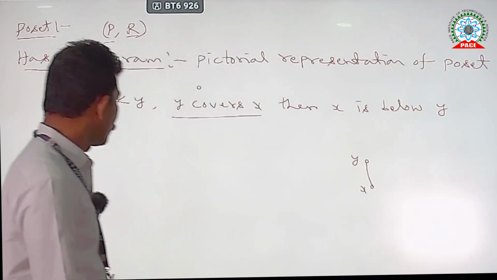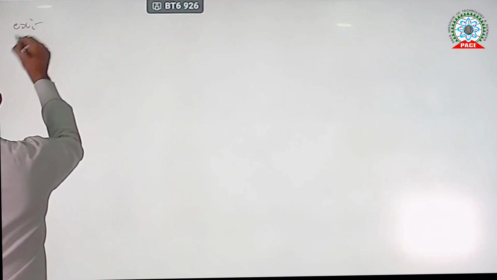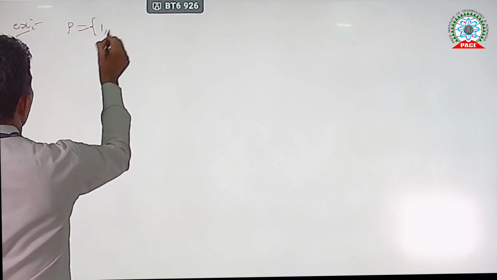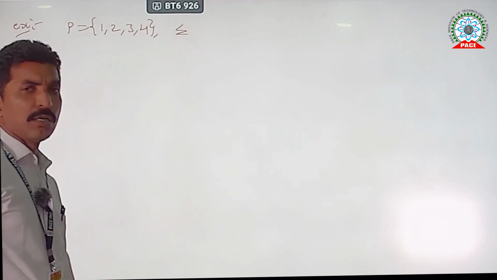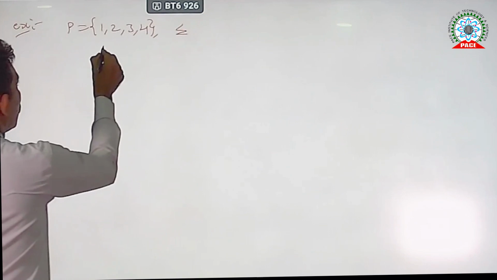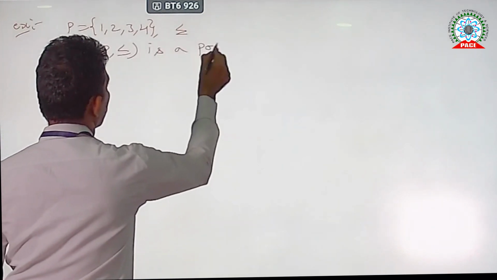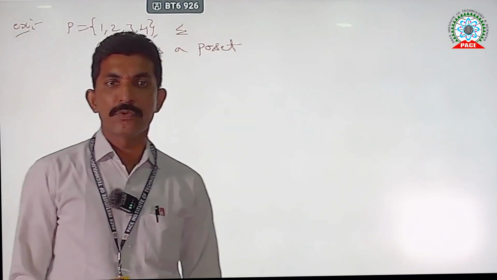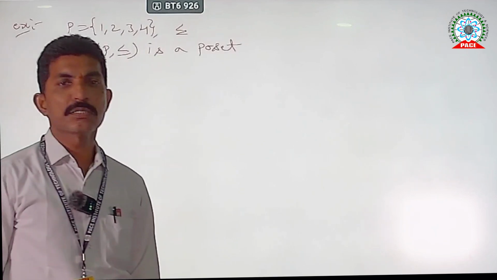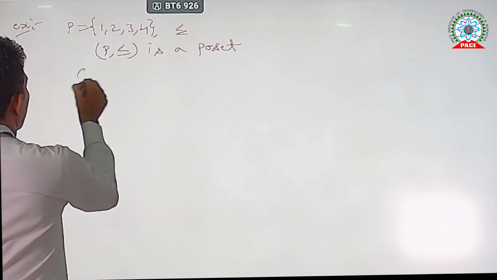Let us see some examples. First example, P is equal to 1, 2, 3, 4 be the set, and we take less than or equal to as the partial ordered relation. So clearly P comma less than or equal to is a poset. To draw the Hasse diagram, we have to write the covering conditions, then the Hasse diagram. So on one side the covering conditions, on the other side the Hasse diagram.